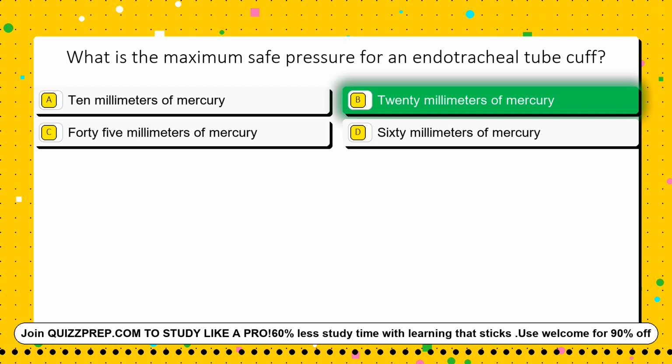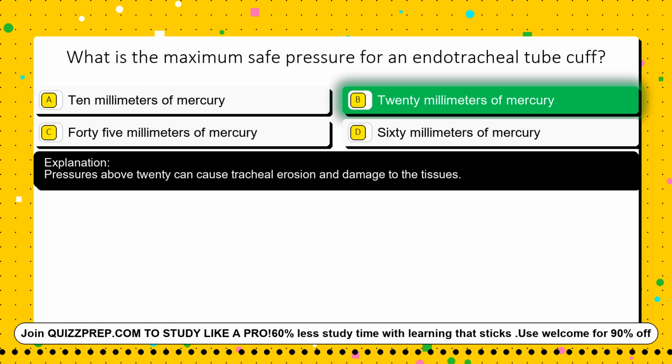The correct answer is option B, 20 mm of mercury. Pressures above 20 can cause tracheal erosion and damage to the tissues.